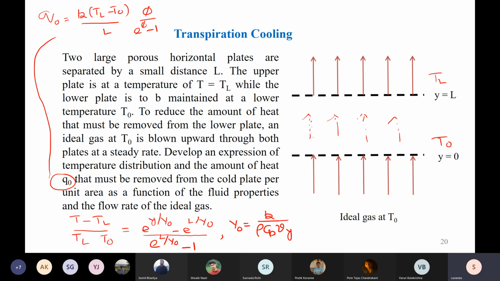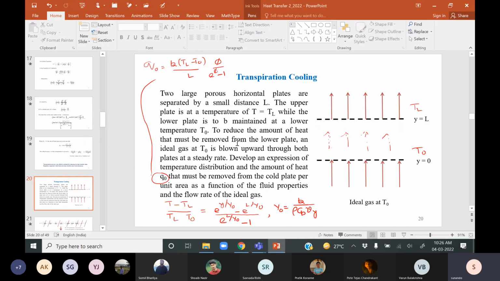Any questions so far? So we have established the equation of energy. We have solved for the equation of energy and demonstrated its utility for the case of viscous heat dissipation and for the case of transpiration cooling, two of the important applicative examples of heat transfer that a practicing engineer may be asked to solve.